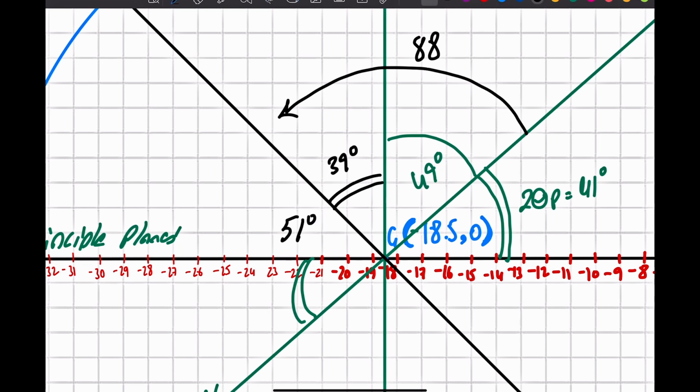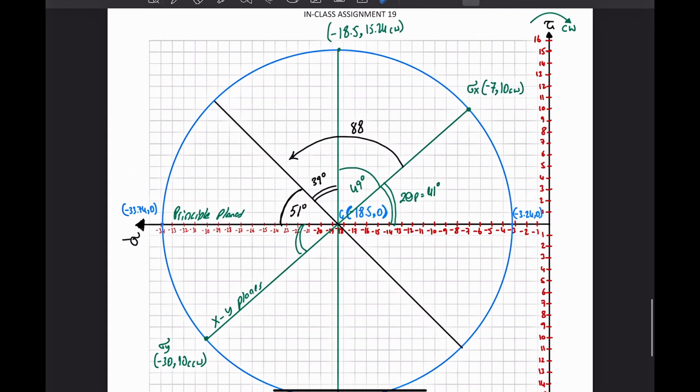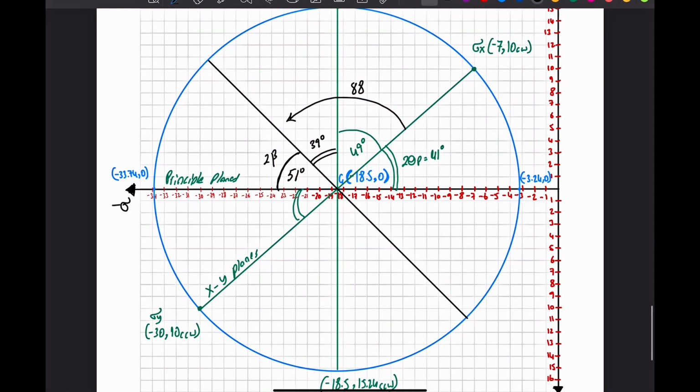So 51 degrees is the angle from the rotated element. We rotated the xy element to this new element, and the angle that this element makes with the principal stress, we call 2 beta. Okay, so again, to not lose you, what we want to find is the stresses when we rotate this element by 88.